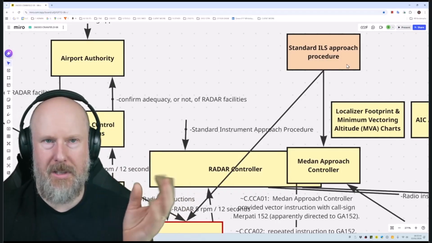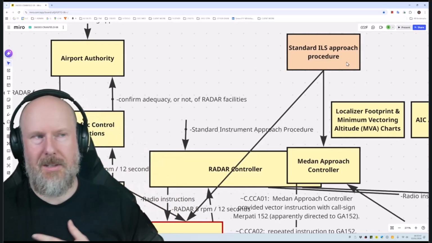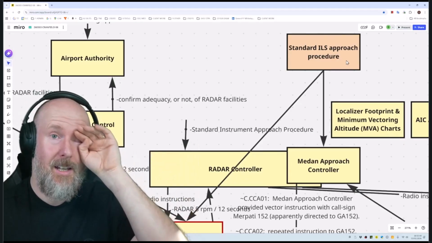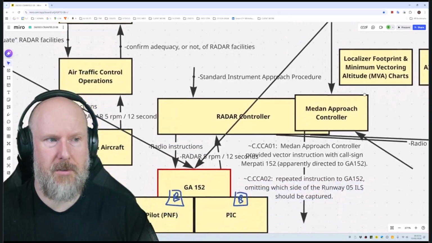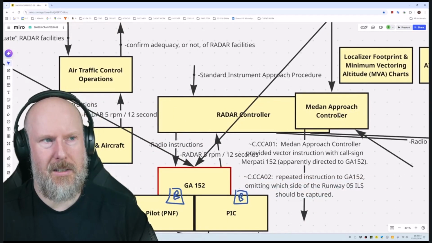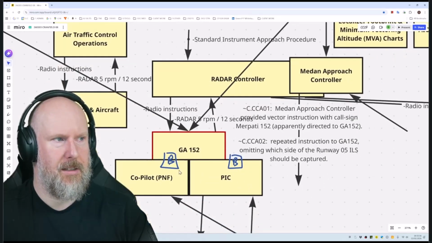I'm including them at this stage of the model just to remind myself that these things exist and that they will have some level of influence over the behaviour and decision making of the approach controller and the Garuda 152 crew.